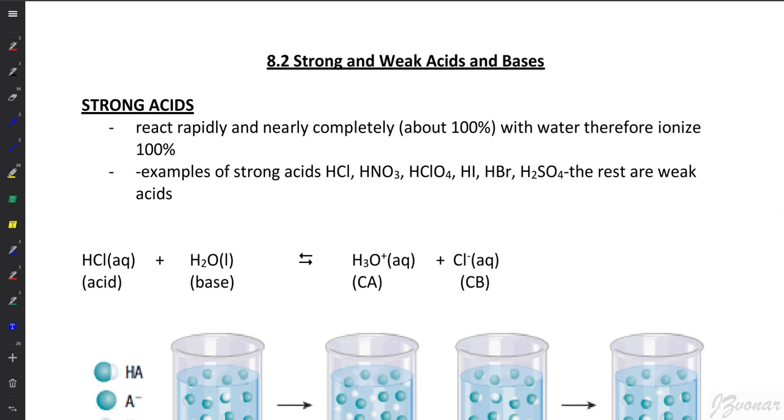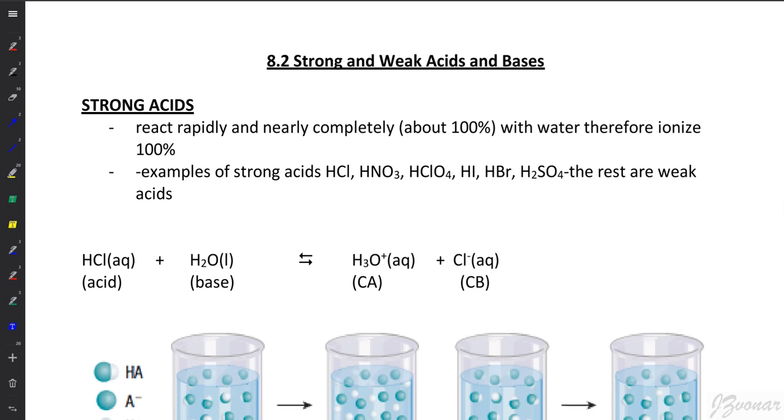All right, hello everyone. Today we're moving on to section 8.2. In the first section, 8.1, we took a look at some of the properties and theories that represent acids and bases. Now we're going to identify the differences between strong and weak acids and bases before we start looking at the equilibria that are involved with acids and bases.